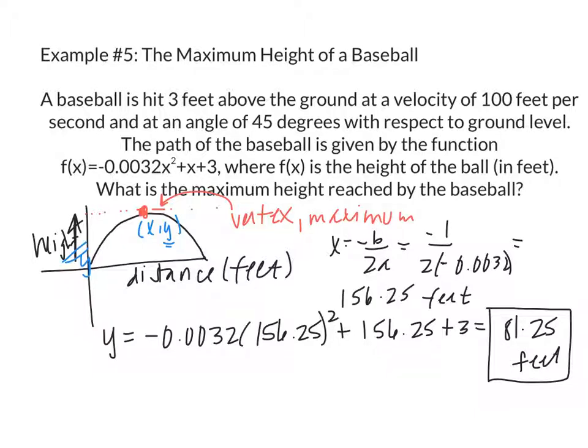So I'm going to say second trace, go down to number 4, which is maximum. I'm going to move my cursor somewhere on the left, and I'm going to move it somewhere on the right of what I would assume is my maximum. I'm going to press enter, then it asks for me to guess. So I'm going to press enter again. And it tells me exactly what we did by hand, which is x equals 156.25 feet, but that's not what we want. But the y, which is the maximum height, is 81.125. Oh, I just wrote it wrong. It says 81.125. Sorry. Alrighty, let's look at the last example.